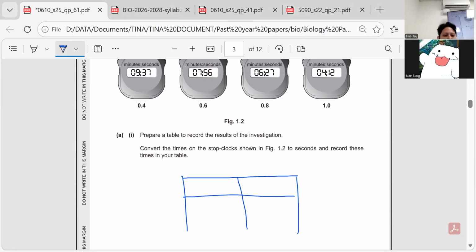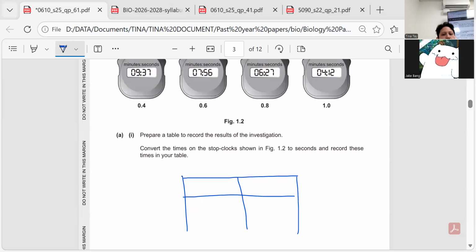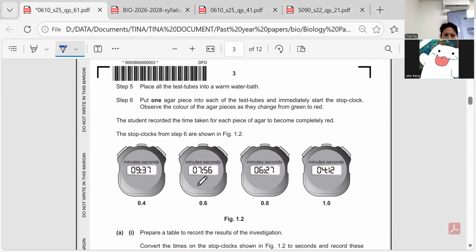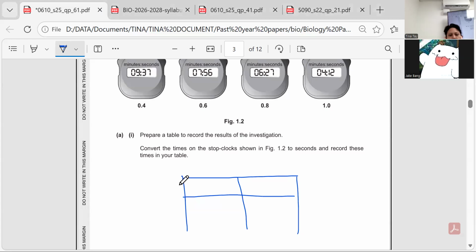Okay. Two columns and a header line. Appropriate column row. Okay. So what did you put here? What did you put here? Concentration. What's your unit?